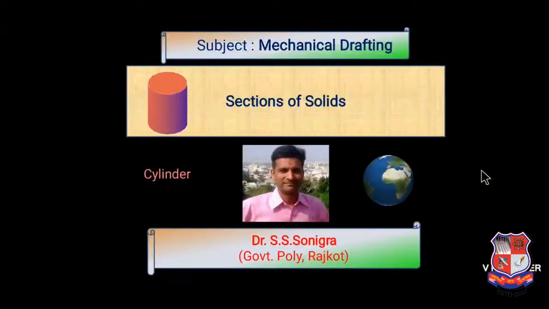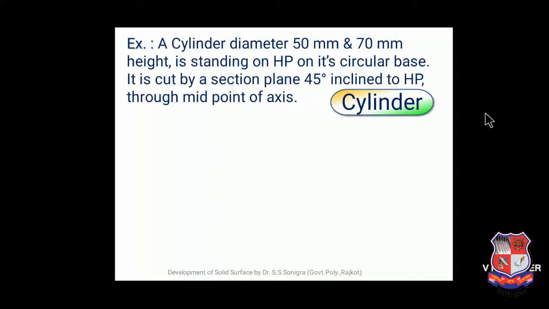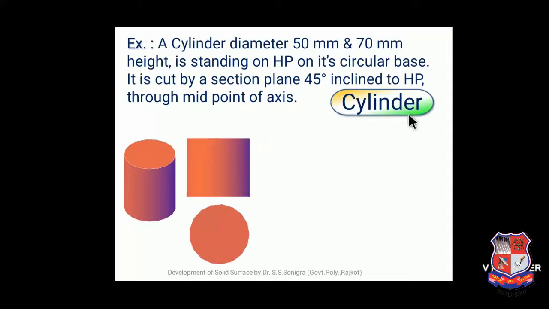Hello friends, in this session we will discuss how to draw sections of solid for a given cylinder. The data is given like this: a cylinder of diameter 50 mm and height 70 mm is standing on HP on its circular base. Just draw this first line. To draw this first line, draw an XY line.